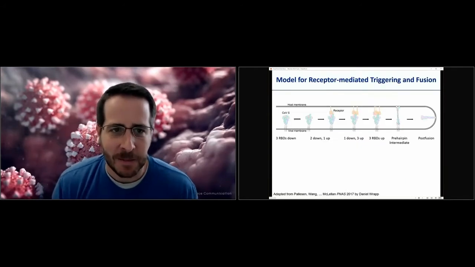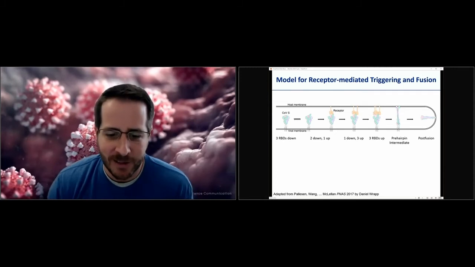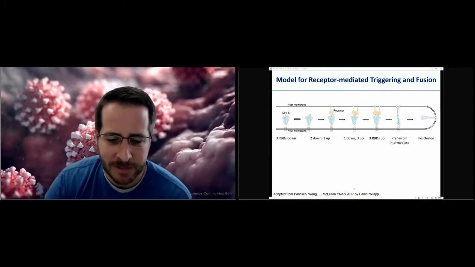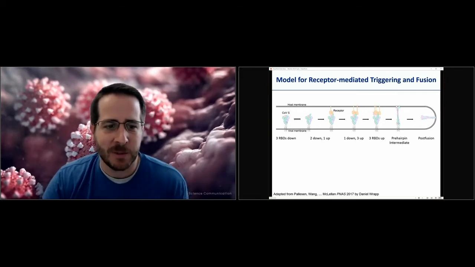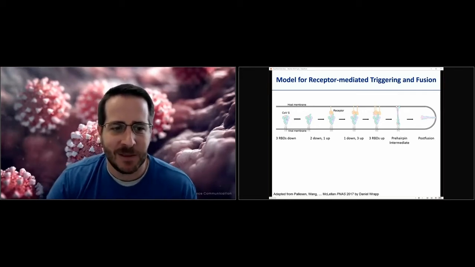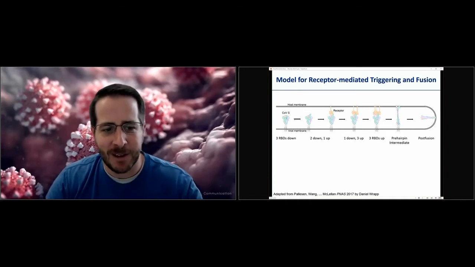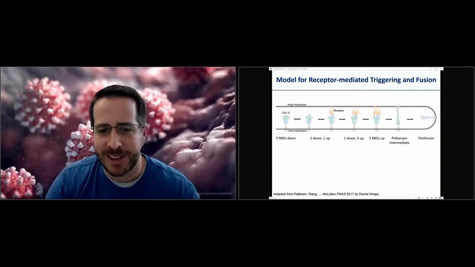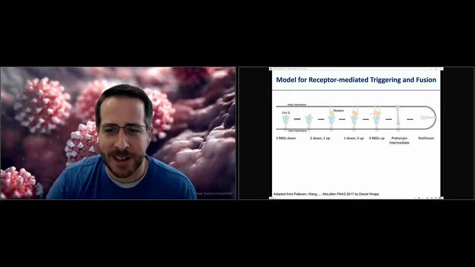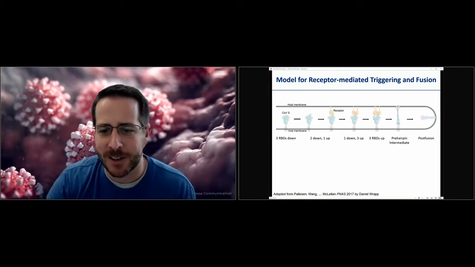This is the model for receptor-mediated triggering and fusion that we first proposed in a paper in 2017, where you have the coronavirus spikes in their pre-fusion state. They exist with their RBDs maybe all 3 down or in equilibrium with 3 down and 1 RBD flipping up. They combine a receptor, which then locks the RBD up. As each RBD flips into the up state, another receptor combines until it goes into this 3 RBD up conformation, which is unstable. S1 subunit sheds.